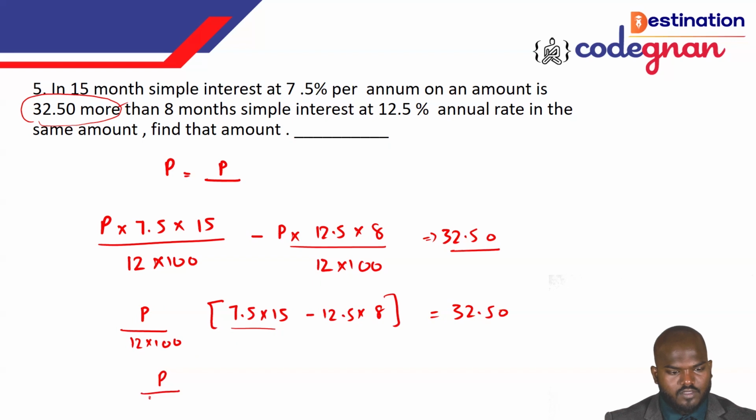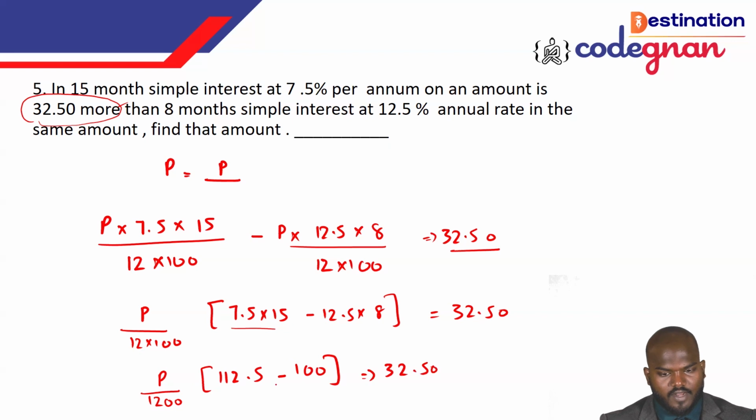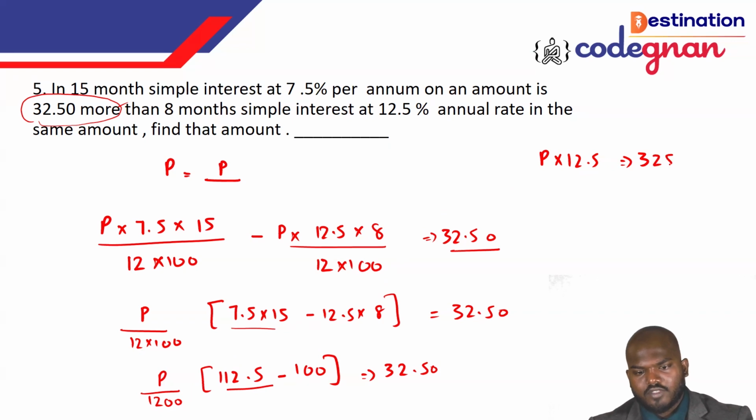There is P by 1200. That will give you 112.5 minus 12.5 times 8, which gives you 12.5 over 1200 equal to 32.50. I'm taking the value to the side. If you work this out, it will give you the difference of 12.5, right? If you take this side, 32.50 means you can take it like 3250, so times 12 you will have like this.